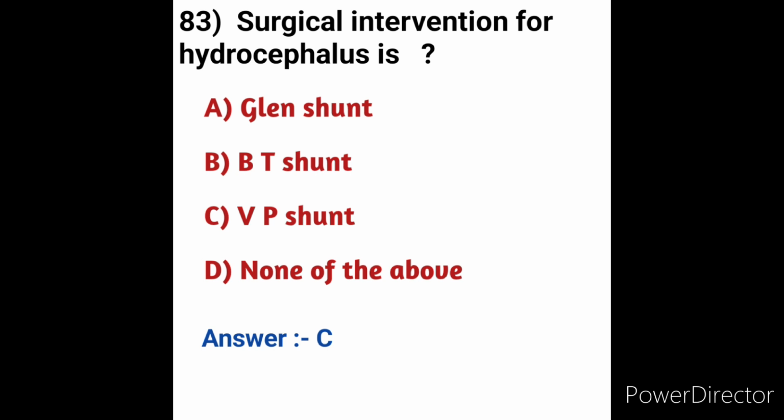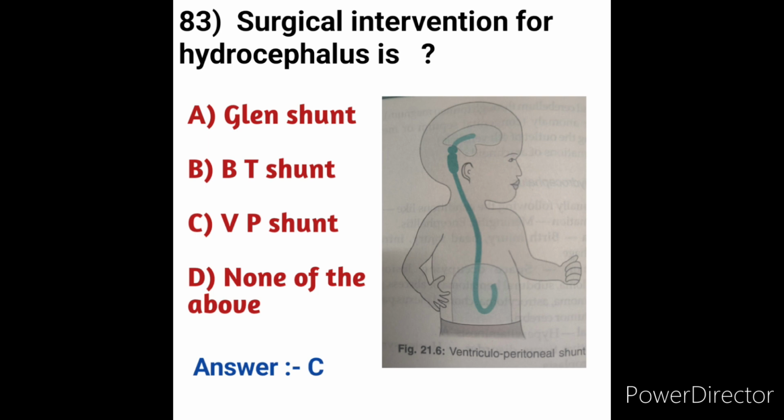Ventriculoperitoneal shunt. VP means ventriculoperitoneal. Here in this picture we can see the VP shunt in children, not in adults. This is a picture of the ventriculoperitoneal shunt in a child, used as a surgical intervention for hydrocephalus.